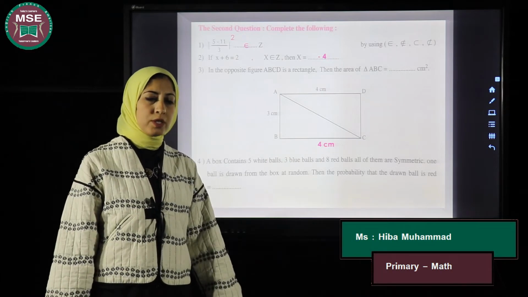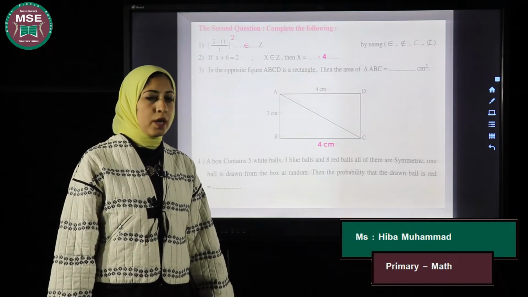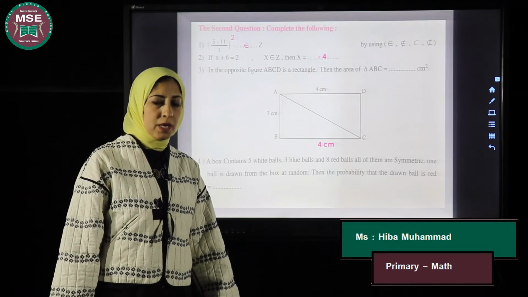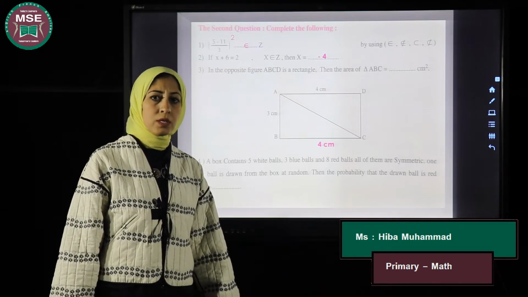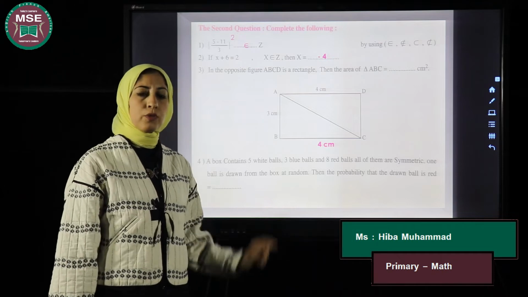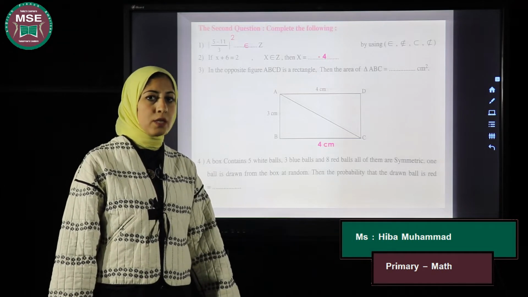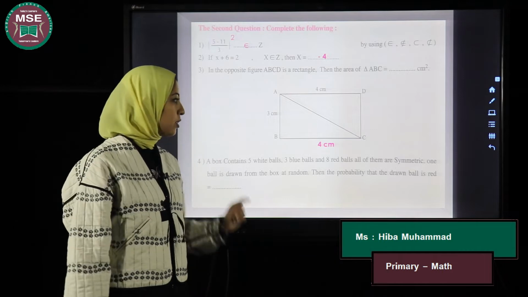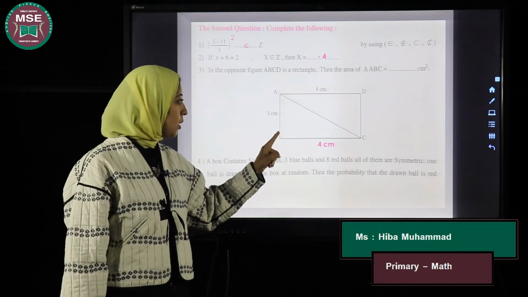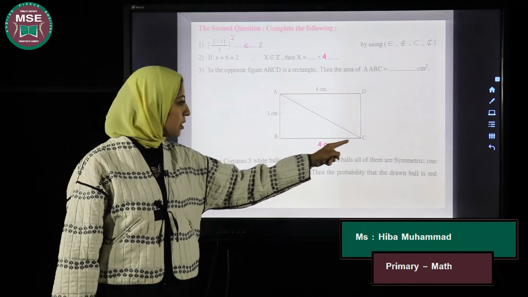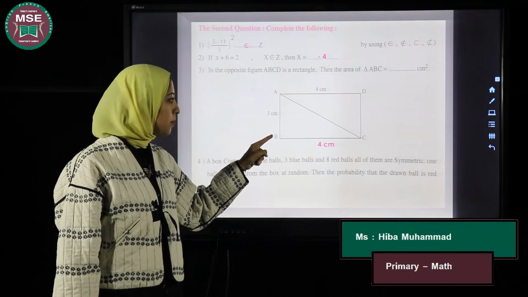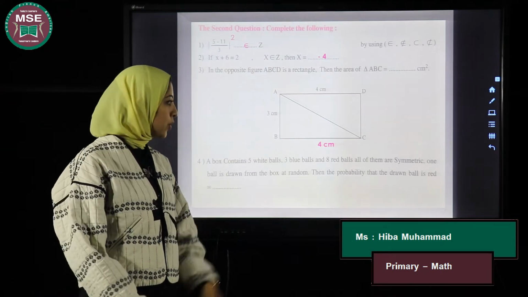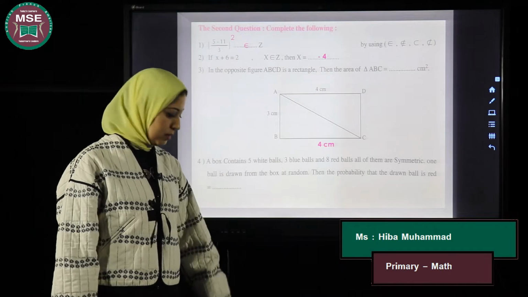Let's revise together. What's the area of a triangle? Area of a triangle equals half or 0.5 times base times height. What is the base? The base is any side of the triangle, and the height is the line perpendicular on the base. The word perpendicular means that it forms a right angle on it. In this triangle ABC, this is the base, 4 centimeters, and the height is the line which forms a right angle on it. So the base is 4 and the height is 3.